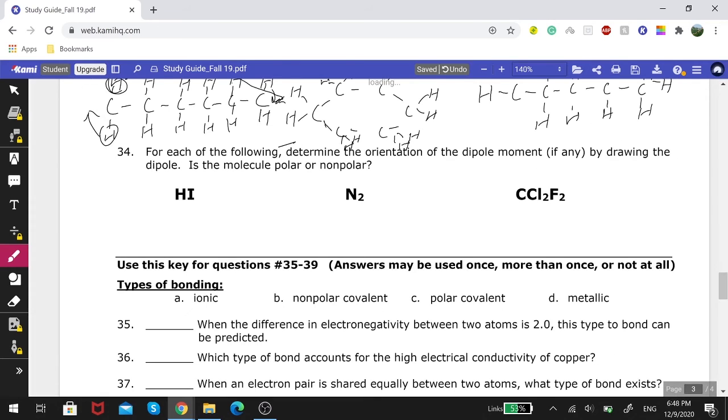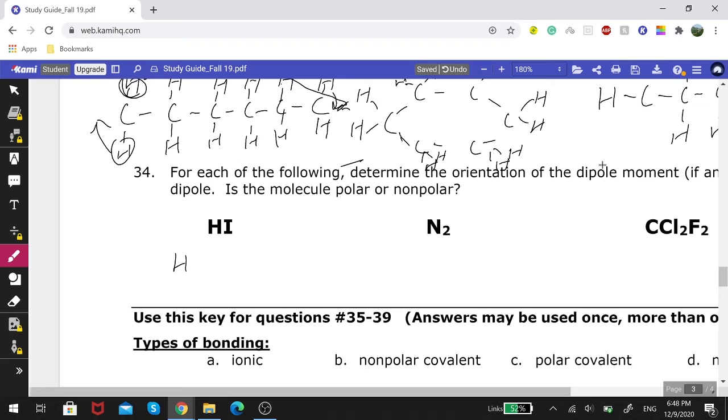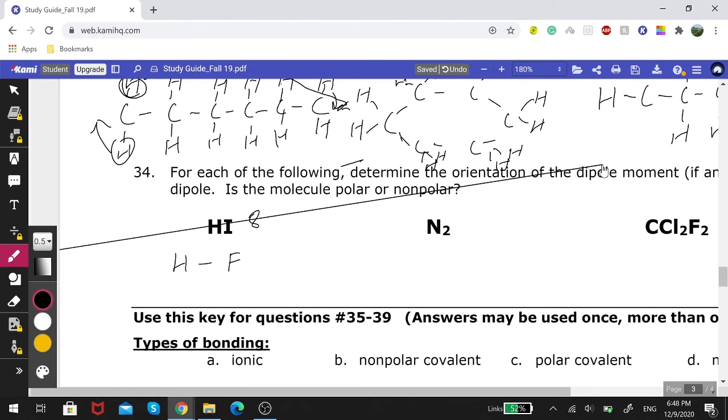For the following, determine the orientation of the dipole moment, if any, by drawing the dipole. Is the molecule polar or nonpolar? Okay, so first, let's do HI. From the look of it, we already know it's going to be polar, 100%. Now this has 8 valence electrons, so this one's already full since H only needs 2. Is there a dipole moment? 100%. Since this is polar, we're going to draw this by showing the arrow pointing toward the more electronegative element.